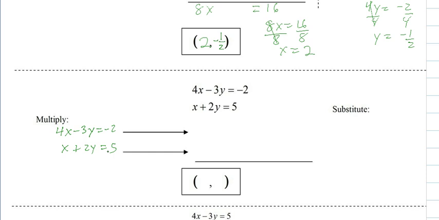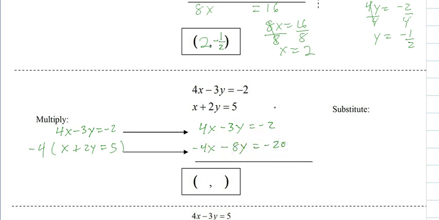And we pick a letter. On the last one we got rid of the y. We could do the same thing here. We can multiply the top by 2 and the bottom by 3, and we would get minus 6 and positive 6, and they would cancel. We could also get rid of the x. So if we multiply this one by negative 4, that will give us the opposite of 4. So let's do that so it's less steps. So 4x minus 3y equals minus 2, and then minus 4x minus 8y equals minus 20.